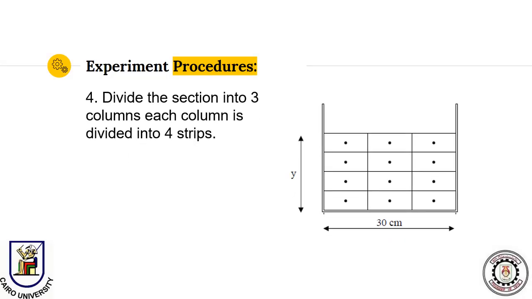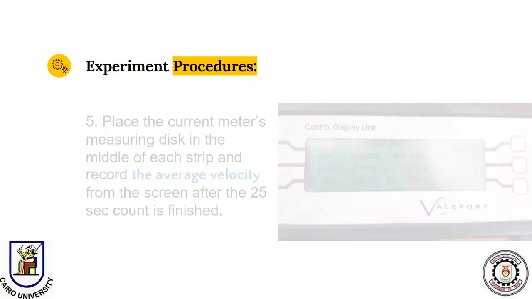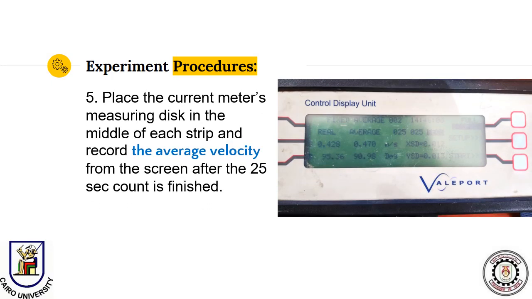4. Divide the section into 3 columns. Each column is divided into 4 strips. Note the equation for the strip area calculation. 5. Place the current meter's measuring disc in the middle of each strip and record the average velocity from the screen after the 25-second count is finished.